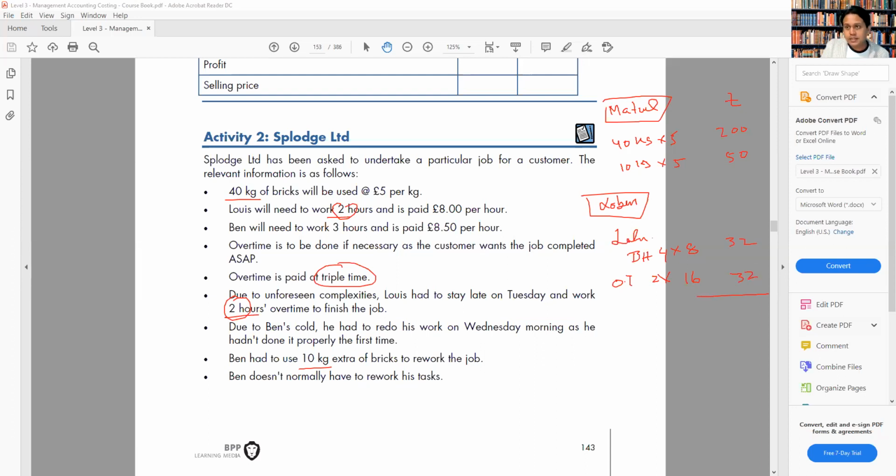So let's close it later. We have Ben as well. For Ben, there is no overtime because Ben redid his work, so he will only get paid for the basic. So we said basic hours 3 hours, that is 8.50 per hour, and that gives me 25.50.